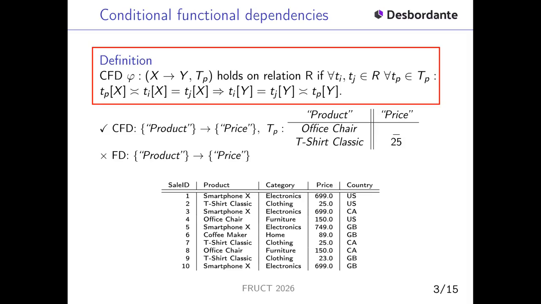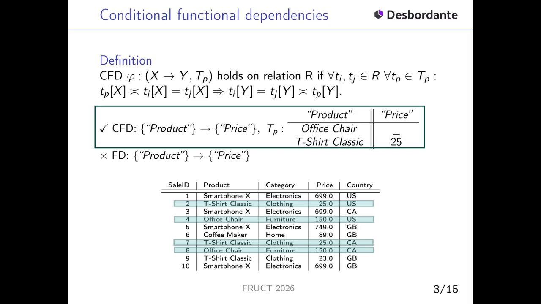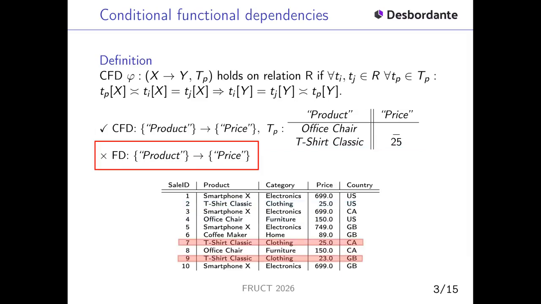For example, the CFD on the slide holds on the dataset, and its scope is all rows of the dataset that match the patterns. At the same time, the same FD does not hold over the entire dataset, because there exist rows that violate it.